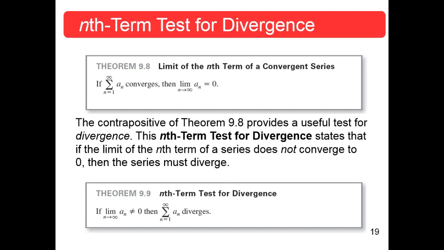Pretty exciting stuff, isn't it? Theorem 9.8. The limit of the nth term for a convergent series: if the summation of n equals 1 to infinity of a sub n is a convergent series, then the limit as n approaches infinity of a sub n has to be 0. You can't have that nth term being anything greater than 0. If it's greater than 0 and you keep adding, you're going to get a bigger and bigger sum. That last term has to go to 0.